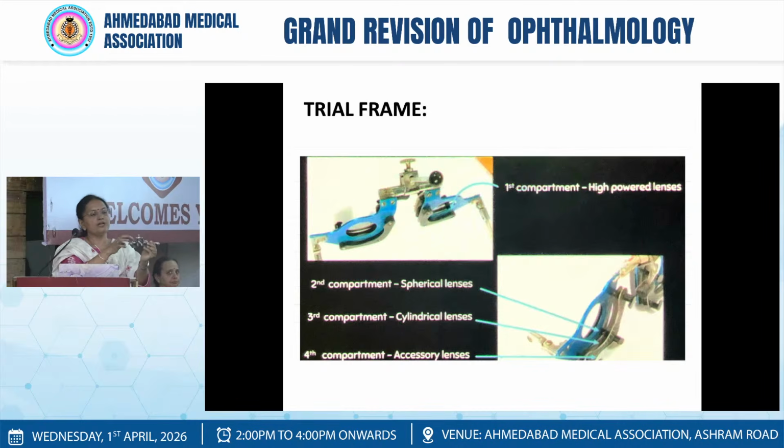1, 2, 3 and 1 behind. So each lens to be placed where? High powered lenses in the first compartment, second spherical, third cylindrical and fourth the accessory lenses. Accessory lenses: occluder, pinhole, etc.